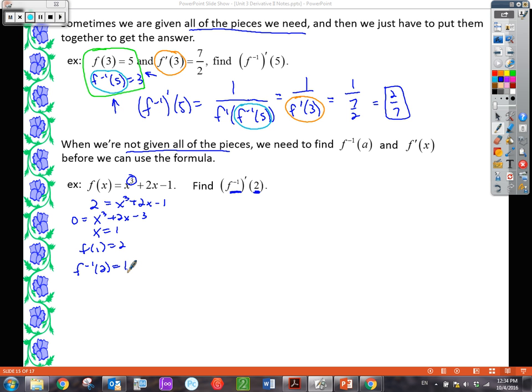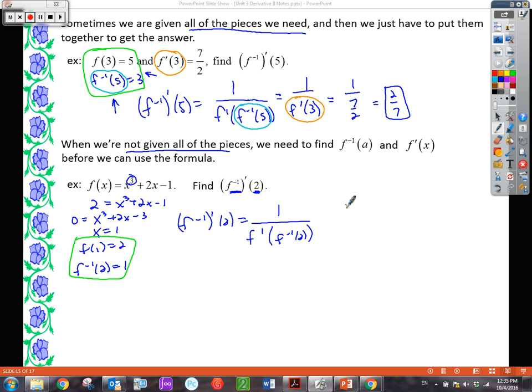So I've established this relationship right here, which is important. We okay so far? I need to get that relationship. Once I get the relationship, I'm going to write down my formula and see what I need. So let's write our formula down. Our formula is (f inverse)' of 2 equals 1 over f prime of f inverse of 2.